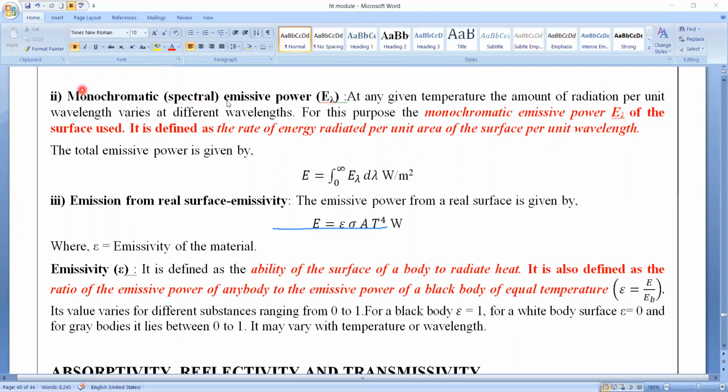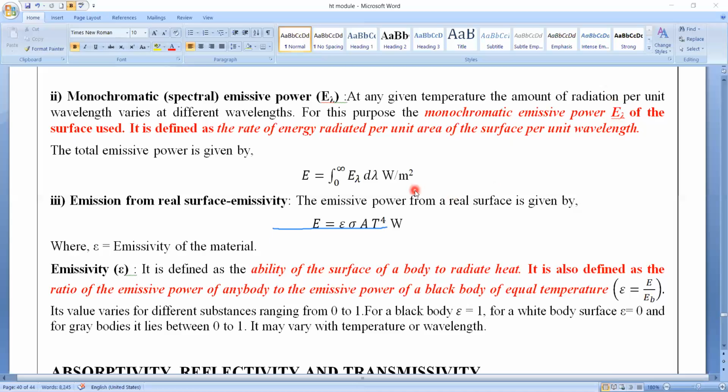So how to define monochromatic emissive power? It is the energy emitted by the surface per unit wavelength. That's why it is designated by the symbol E suffix lambda. E suffix lambda stands for the monochromatic emissive power.